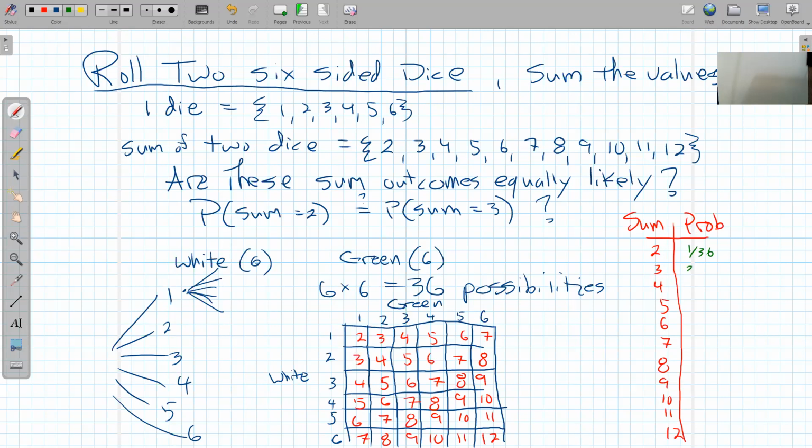Getting a 3, that's 2 out of 36. Getting a 4 would be 3 out of 36. 5 would be 4 out of 36. 6 would be 5 out of 36. And I know this can be reduced, but let's not worry about that. 7 is 6 out of 36, and then it starts dropping again. 8 is 5 out of 36. Let's double check. 1, 2, 3, 4, 5. 9 is 4 out of 36. 10 is 3 out of 36. 11 is 2 out of 36. And 12 is 1 out of 36.